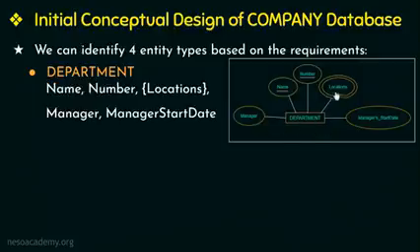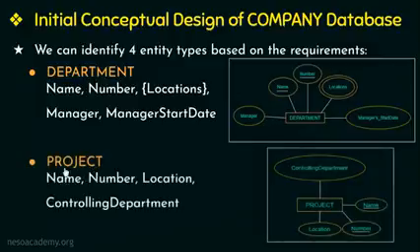Since a department can have several locations, this attribute is a multi-valued attribute and hence represented by a double oval. In our requirements, we had specified that the department name and number have to be unique. And since they are unique, they are the key attributes for this entity type. So either the department name or the department number can be a key attribute for this entity. The next entity type identified is project. This entity type has attributes project name, project number, location, and the controlling department. Again, based on the requirements, the project name and the number have to be unique. So any one of these can be a key attribute for this entity.